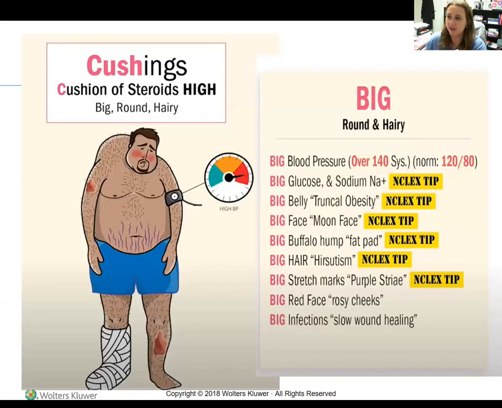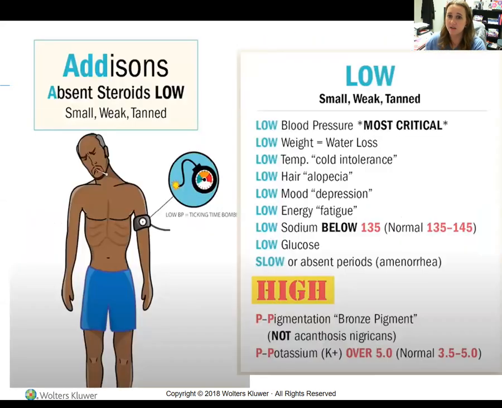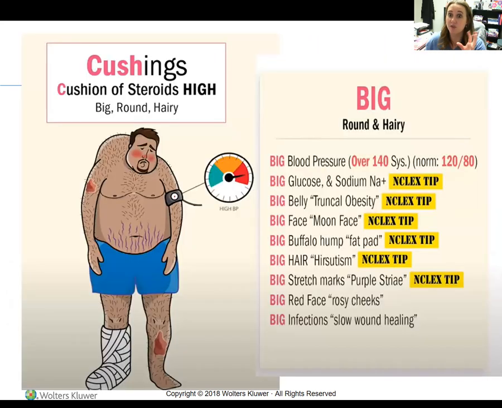And then on the opposite side of that, we have too much steroids being produced by the adrenal gland versus Addison's is not enough steroids. We need to add some steroids, right? Adrenal gland's not producing enough cortisol. We need to add some. Cushing's is we have too much cushion of steroid. So that's another memory trick that you can use. So our Cushing's, we have too much cushion.